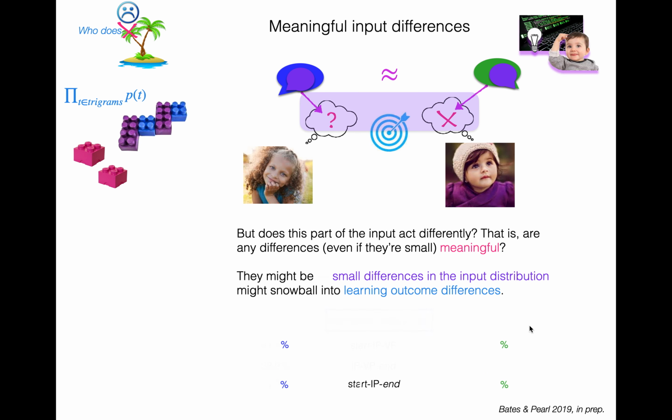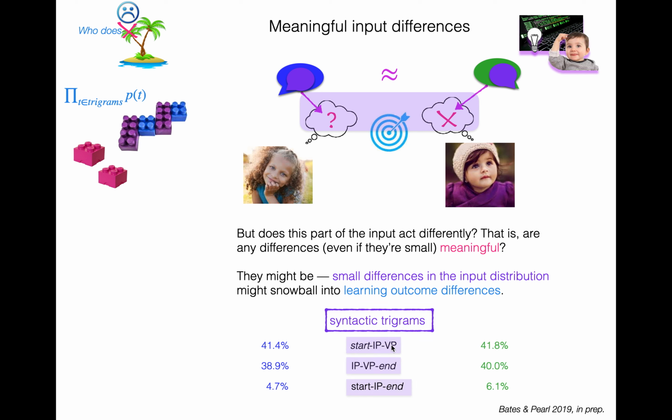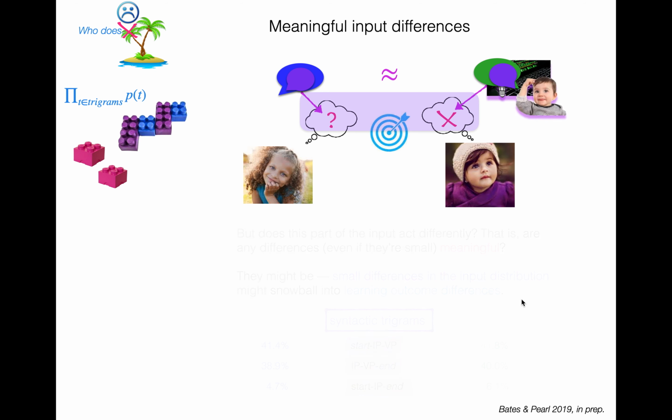And if we look at the syntactic trigrams, the building blocks of our matrix clause object basically make up like 80-some% of the input. Again, small differences across SES. The next most frequent syntactic trigram is the building block for our matrix clause subject, start IP end. It's a little bit more frequent in the high SES. And then, of course, there are other syntactic trigrams that are much less frequent. There are small differences, right? But do they lead to learning outcome differences?